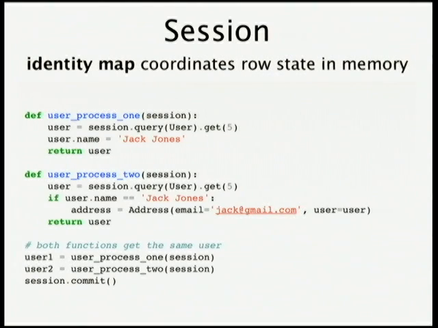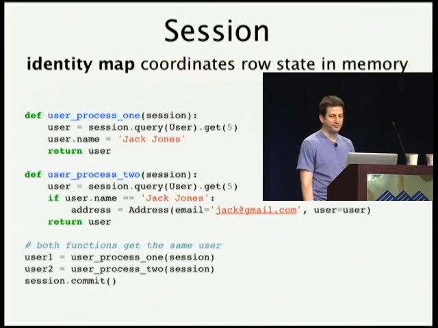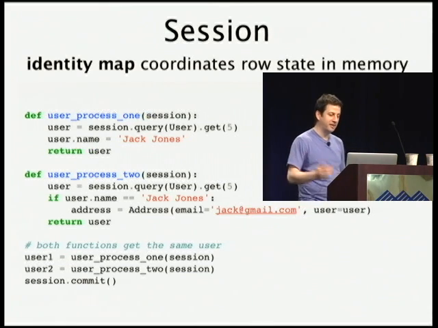The identity map coordinates the state of rows in memory. So in our process before, where user process 1 loaded up user number 5, and then user process 2 loads up user number 5, we don't have to worry about coordinating the state using the database. If we change the contents of a certain user row, the other function that is using the same session will see the same exact change, because it's dealing with the same instance of the user object for 5.